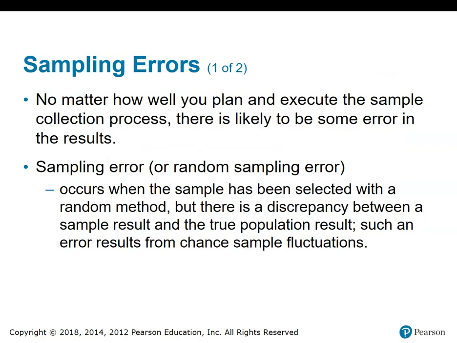Sampling errors. No matter how well you plan and execute the sample, there's likely to be some error. Sampling error occurs when the sample has been selected with a random method, but there is a discrepancy between a sample result and the true population result.